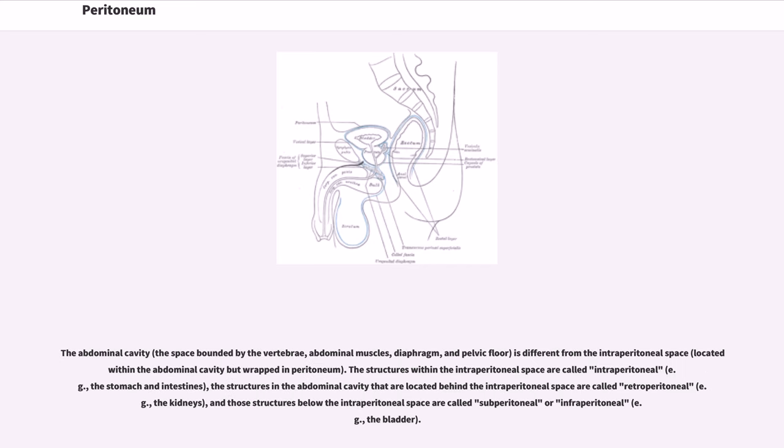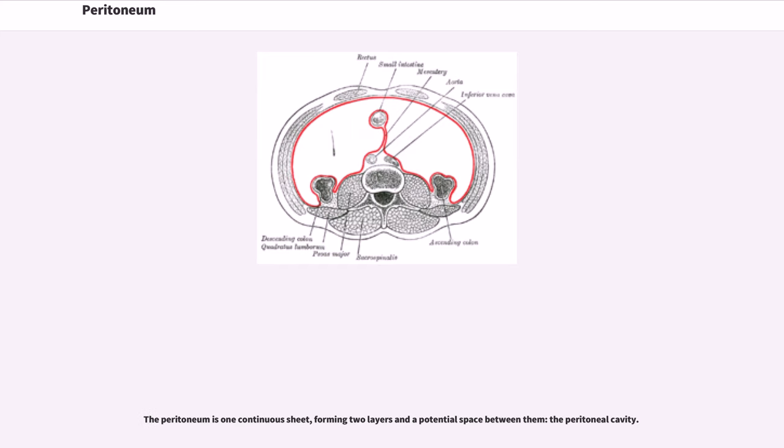The abdominal cavity is different from the intraperitoneal space. The structures within the intraperitoneal space are called intraperitoneal. The structures in the abdominal cavity that are located behind the intraperitoneal space are called retroperitoneal, and those structures below the intraperitoneal space are called subperitoneal or infraperitoneal. The peritoneum is one continuous sheet, forming two layers and a potential space between them, the peritoneal cavity.